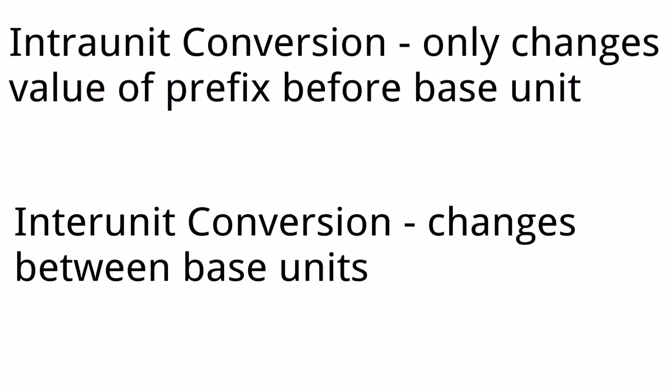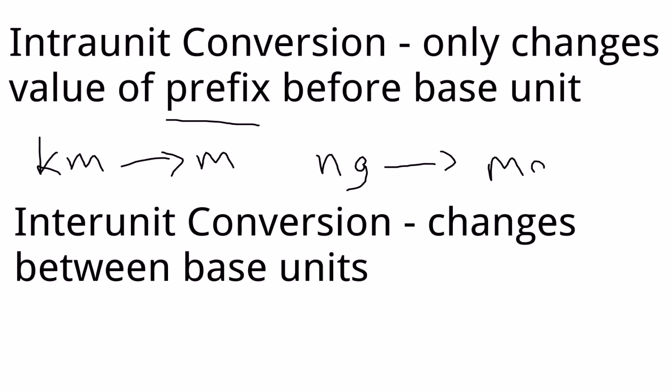So I mentioned this a minute ago. We have intra-unit conversion and inter-unit conversion, okay? Intra, whenever you hear intra, it means within. So when we're talking about intra-unit, we're talking about within the same type of unit. So only changes in the value of the prefix before the base unit. So like I was saying before, if I'm going from kilometers over to meters, that would be an example of this. If I'm going from nanograms over to milligrams, that's an example of this, because I'm doing grams for each of these. I'm doing meters for each of these.